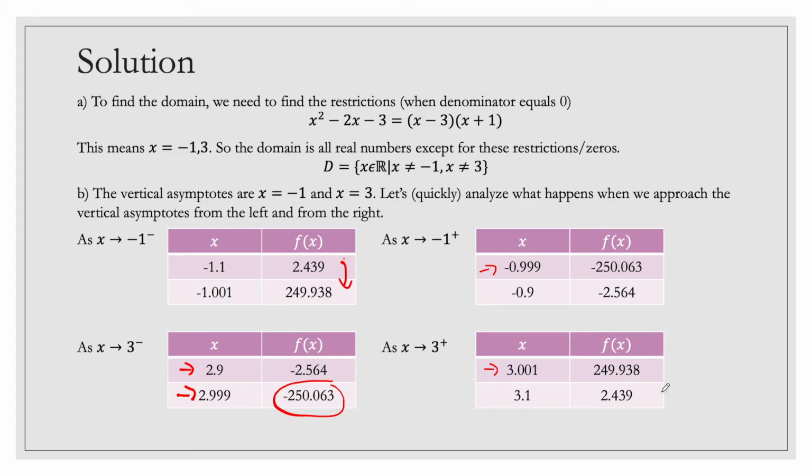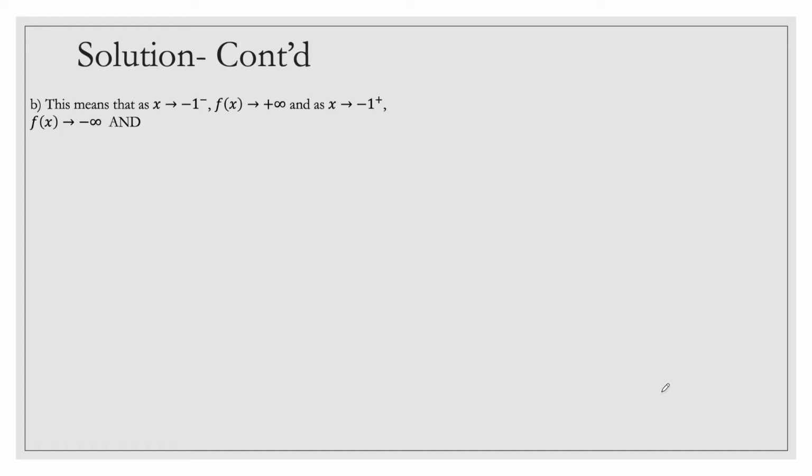We can summarize our results as follows. As x approaches negative 1 from the left, we saw that we were approaching a very large number, which means that f(x) goes towards positive infinity. And as we approach negative 1 from the right, we saw that we were approaching a large negative number, and we can write that as negative infinity. And then for x = 3, when we approached it from the left, we saw that we were going towards a large negative number, which we can write as negative infinity. And as we approached it from the right, we saw that the graph was going towards large positive numbers, which we can write as positive infinity.